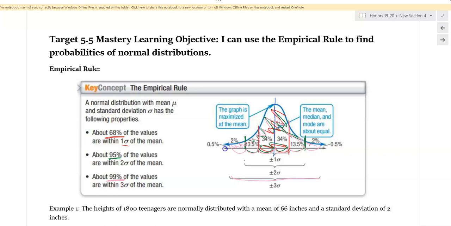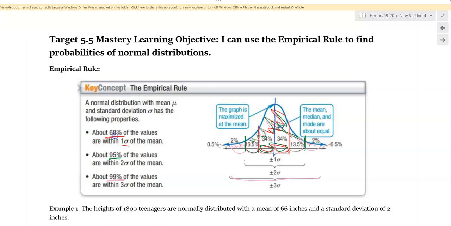So then 0.5% are on each side. So 1% total is outside of that. And after that, we don't care. It's such a small amount of people that it's unlikely, just some really small number. Especially if you got to like 4 or 5 standard deviations, it just gets smaller and smaller.